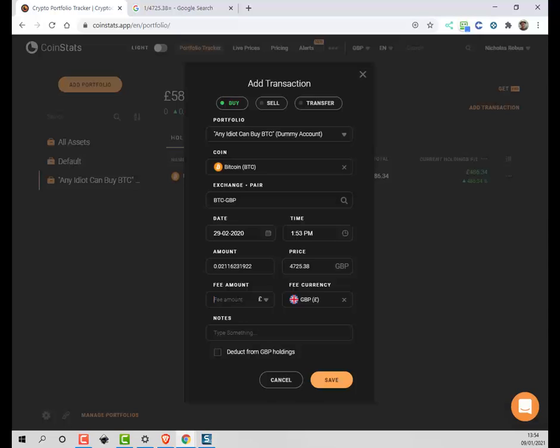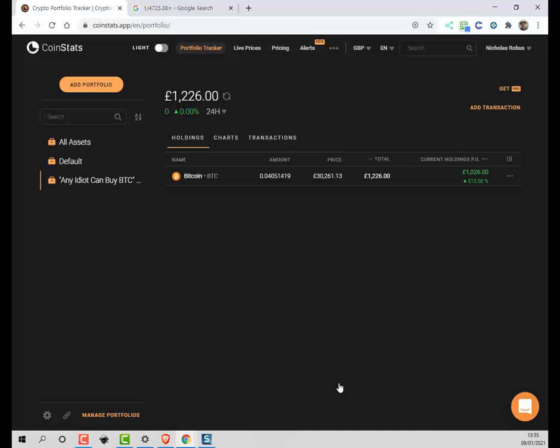We'll put the fee amount down as £1. So it's costing you £1 out of your £100 to buy that amount of Bitcoin, and then we're going to add that to our portfolio as if we bought it last February. Okay, so now we can see that has brought this up to £1,026. Remember, last January and February we invested a total of £200, and already that investment is £1,026.